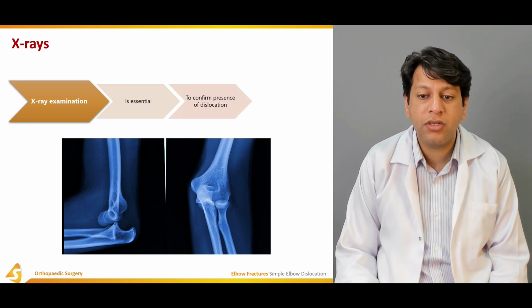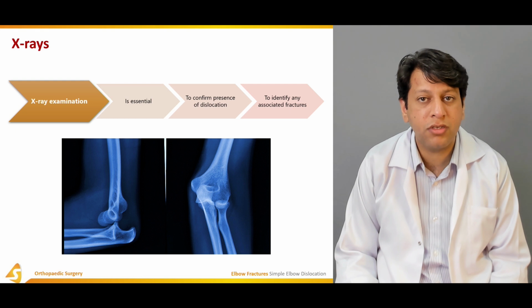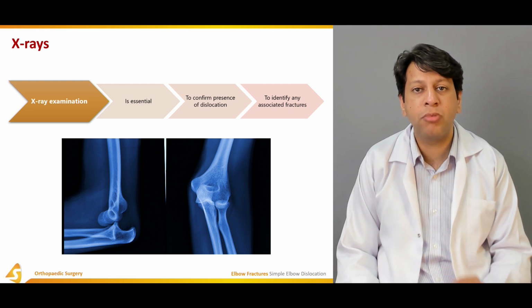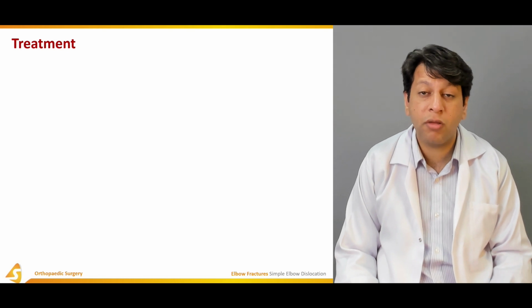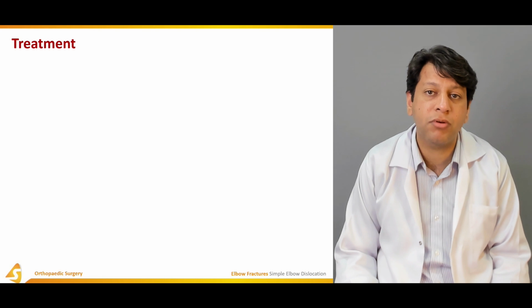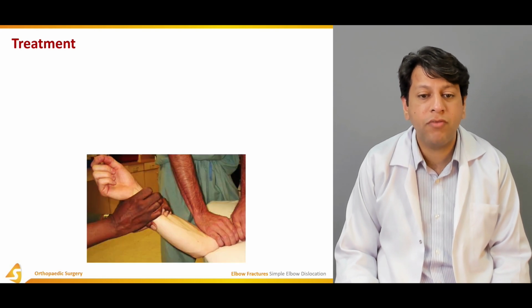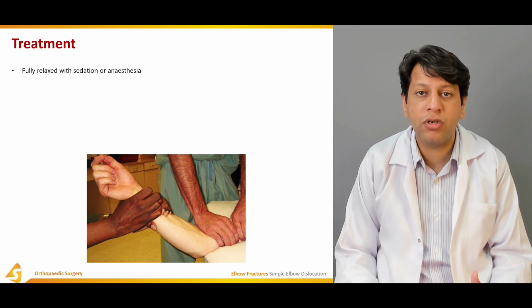X-ray examination is essential to confirm the presence of dislocation and to identify associated injuries, to assess whether it's a simple dislocation or a complicated dislocation. Once we diagnose it as a simple one, not associated with any fracture, but yes, there will definitely be some amount of soft tissue disruption, then we do a closed reduction maneuver to reduce it back.